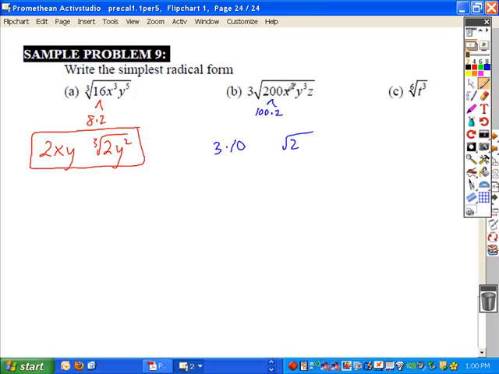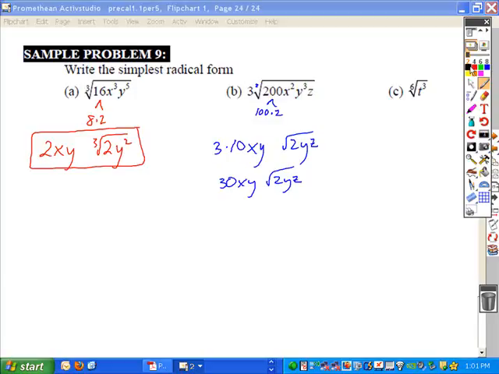How many x's can we remove? We're looking for groups of 2. 1 group of 2 leaves no x's inside. How many y's can we remove? 1 group of 2 leaves 1 y, and then the z stays inside. Okay, so now as you're looking to completely simplify this, we'll multiply our 3 and 10. Okay, and let's test it.